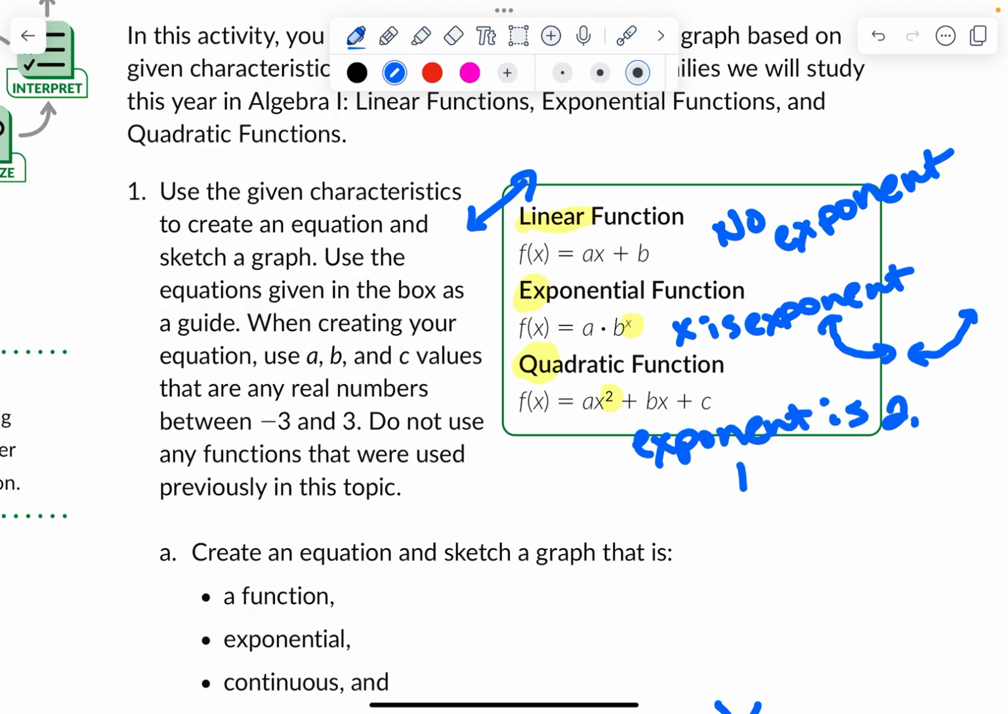Okay, and it's either going to be a minimum or it's going to be a maximum. I'll even go ahead and tell you, if that A right there in the front of the equation is positive, it's going to be pointing up. If it's negative, it's going to be pointing down. Okay, so those are your basic clues to tell you what your graph is going to look like.